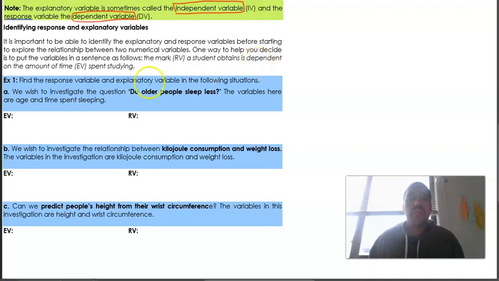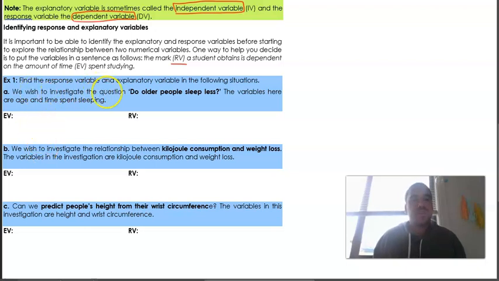One way to help you decide is to put the variables in a sentence as follows. The mark, which is the response, RV, a student obtains is dependent on the amount of time they spent studying. It's dependent, so it relies on the amount of time. Okay, so just previously, as I was saying before, one depends on the other, hence independent and dependent. So example 1, let's have a look.